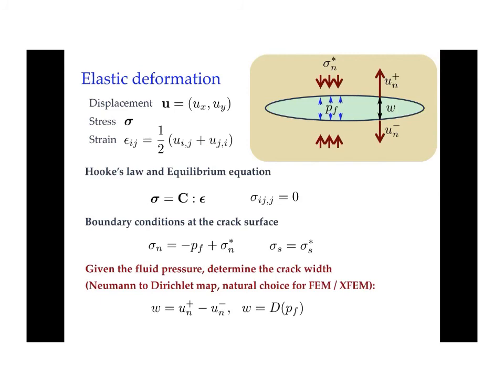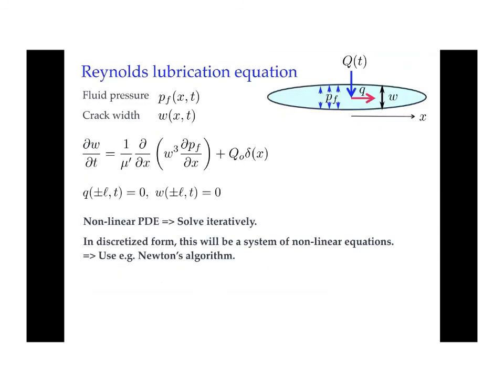Once we find fluid pressure from the lubrication equation, we will use it in the XFEM to find the crack width. This is the lubrication equation to solve for the fluid pressure. PF is the fluid pressure, the crack width is W, and you have this nonlinear equation. The boundary conditions are that the crack width and the fluid flux Q are 0 at the crack tips. This is a nonlinear PDE, so once you discretize it, you can solve it iteratively. We use Newton's algorithm to solve for it.